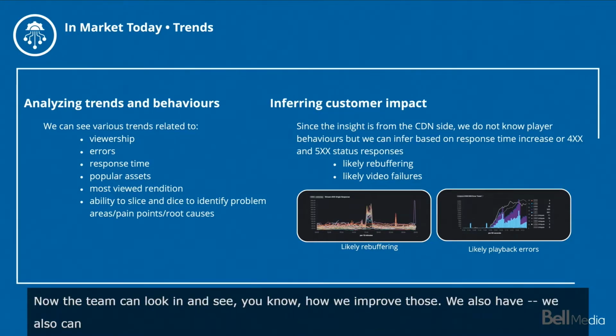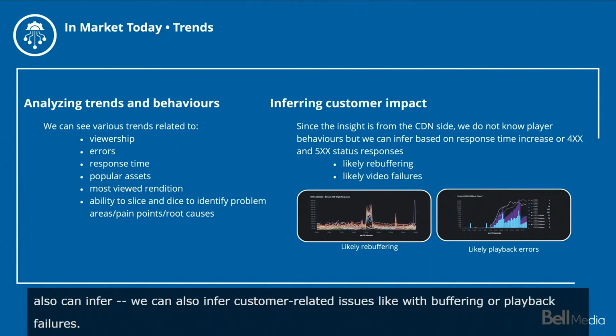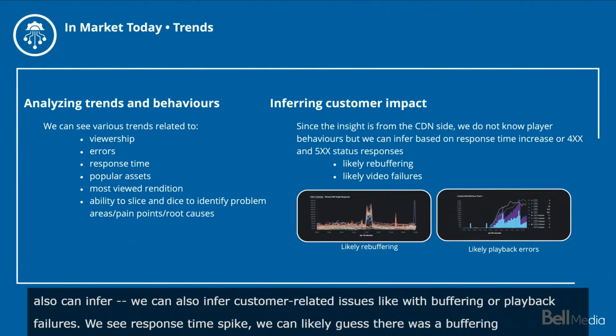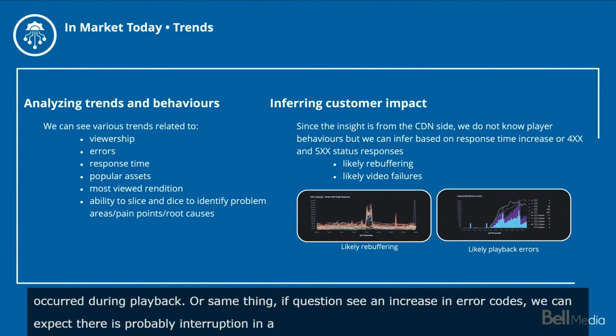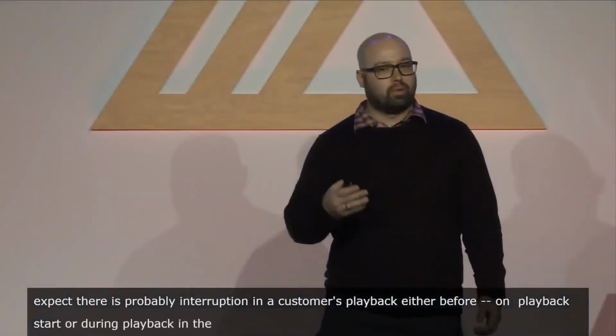We also can infer customer-related issues like rebuffering or playback failures. So if we see a response time spike, we can likely guess that buffering occurred for the customers during playback. Or same thing, if we see an increase in error codes, we can expect there's probably interruption in the customer's playback either on playback start or during playback in the middle of it.